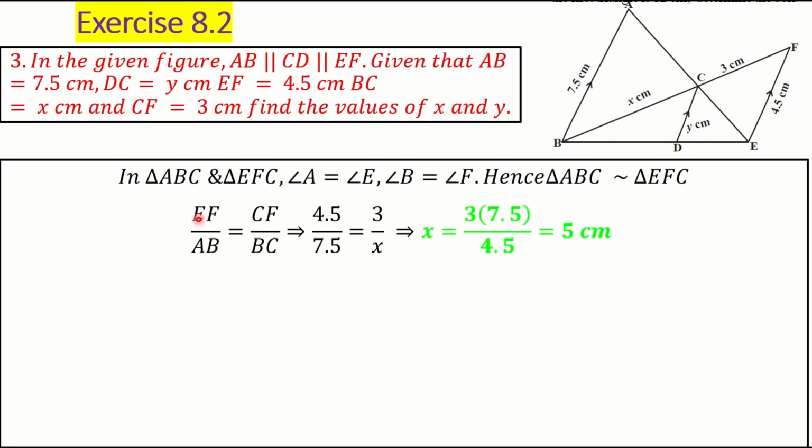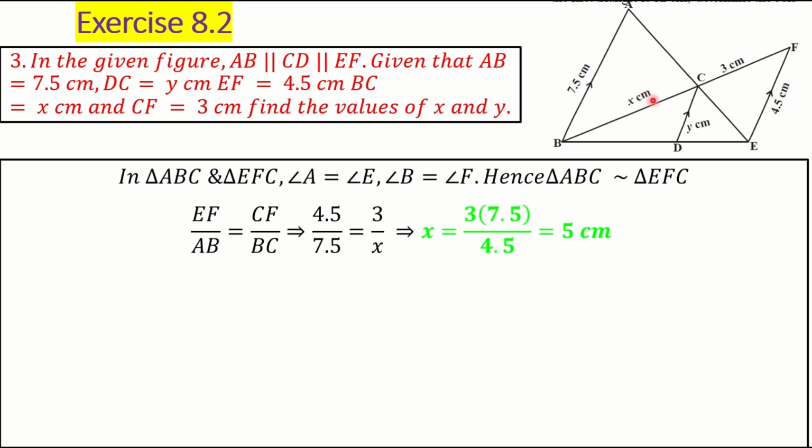Since they are similar triangles, take the sides ratio in the same way: EF by AB, CF by CB or BC, equal to... that implies 4.5 by 1.5 equals 3 by x, which means you get the x value, which is 5 centimeters.